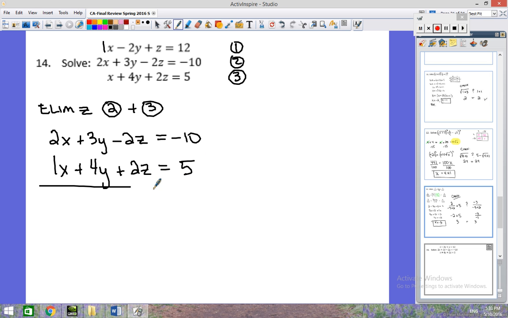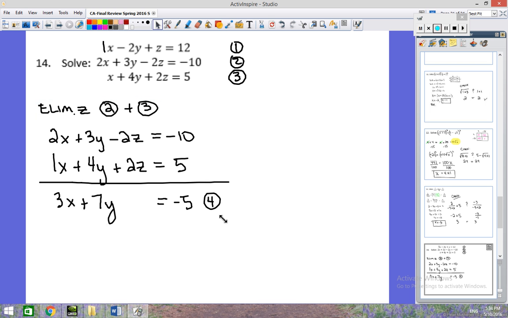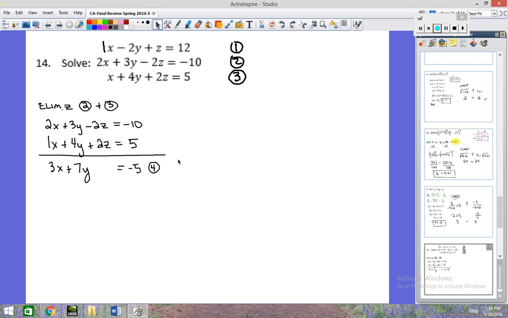When I add these two equations together, I get a new resulting equation that's 3x plus 7y. My z's were eliminated exactly like I wanted. Okay, and these add together to negative 5. So this is my equation 4. Now notice my equation 4, it's simpler than equations 1, 2, and 3 because it only has 2 variables. These have 3 variables. Well, now I need to eliminate z again.